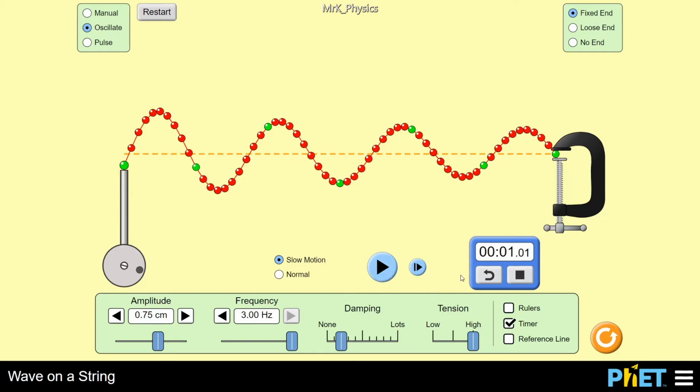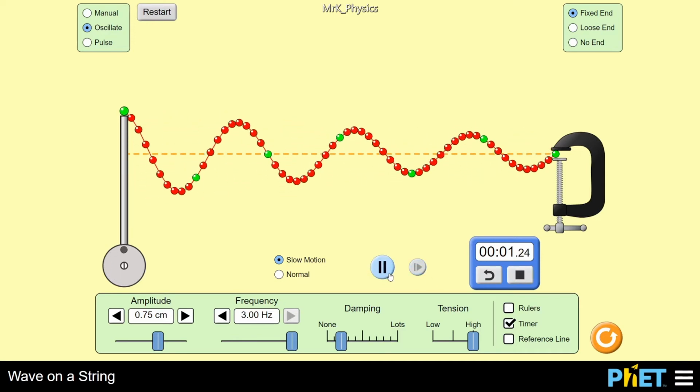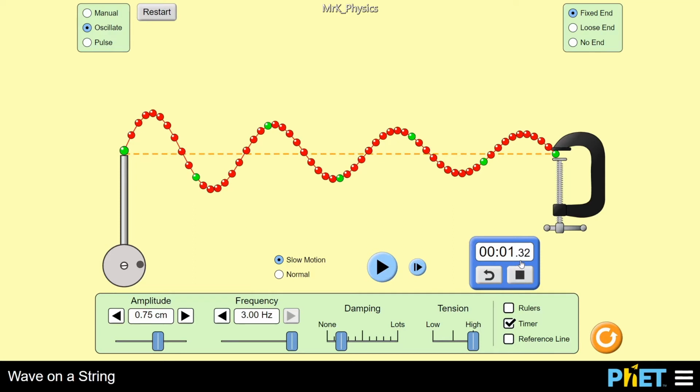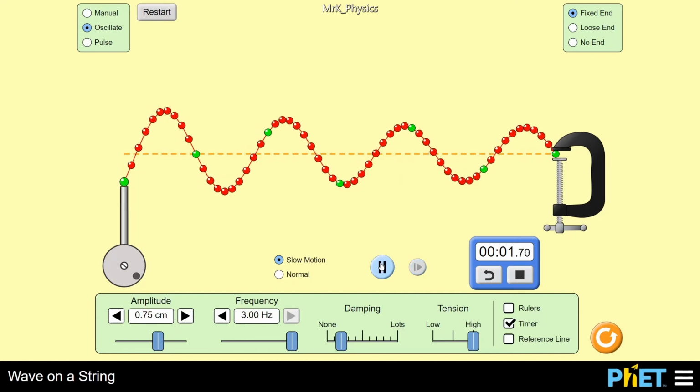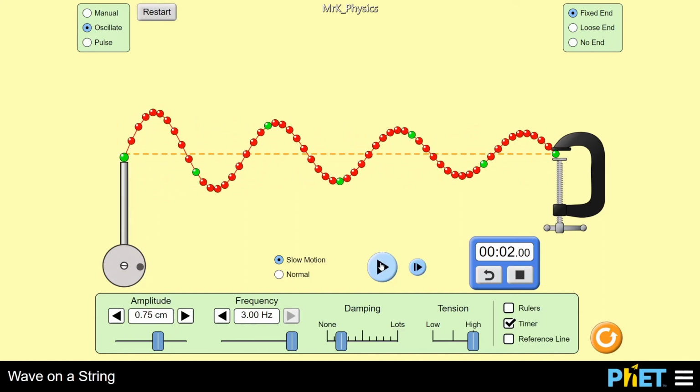So we know that here we've got a frequency of 3 Hertz, and if we just play this in slow motion, that took just under 1/3 of a second for one complete oscillation. And again, meaning that our time period is 1 divided by 3, or 0.3 recurring seconds is our time period. It's how long it takes for one whole oscillation or for one wave to pass a point.